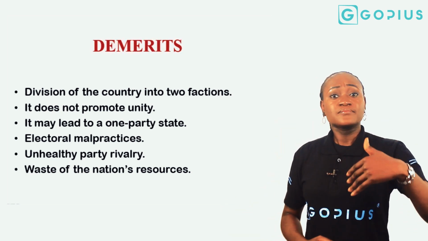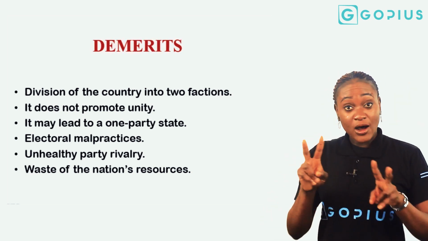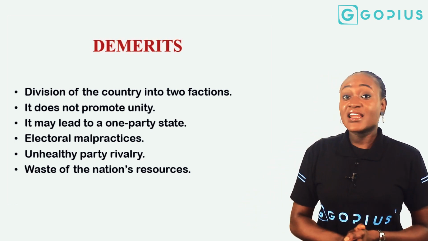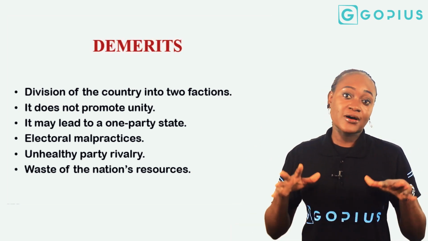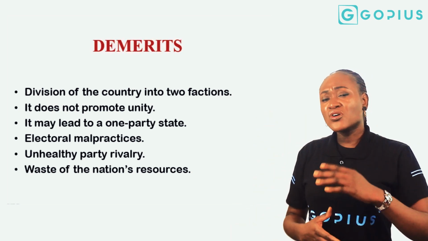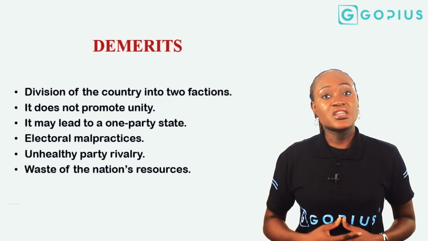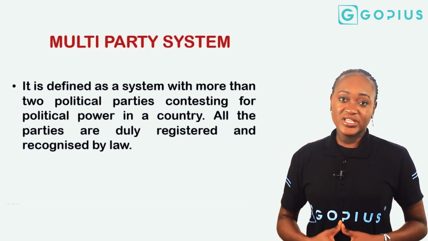All right, so where there's a recurrent win from a particular party, out of the two, it could bring about a one-party state. And electoral malpractices too can be very dominant in this system. It also encourages unhealthy party rivalry. Everyone is trying to outdo the opposing party, and the nation's resources can be wasted.